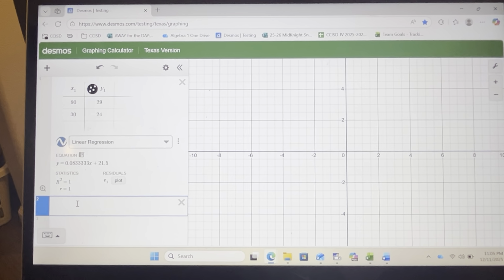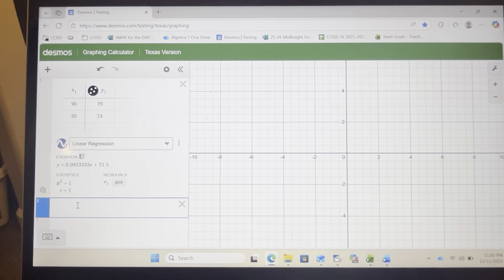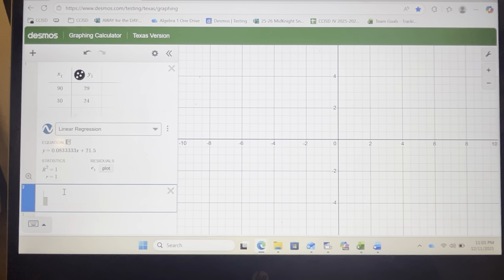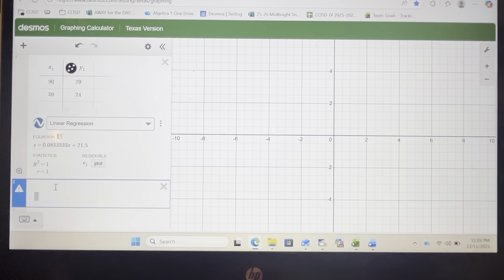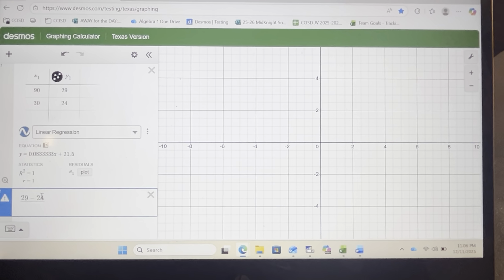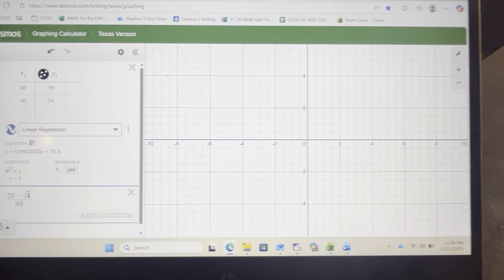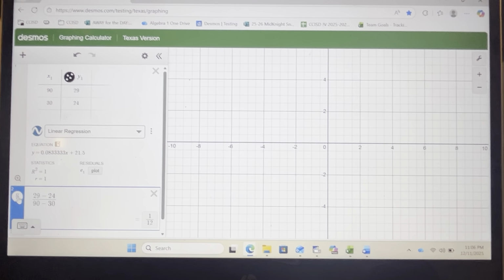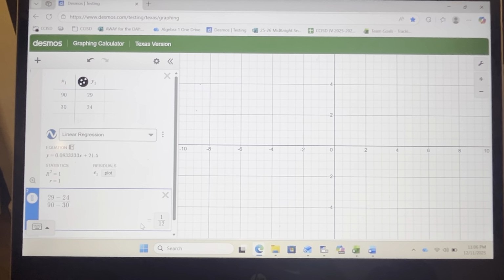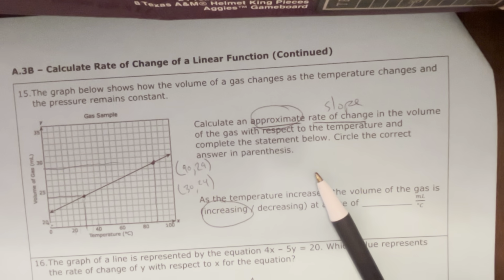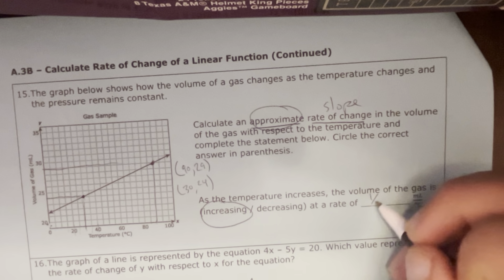You could just put that decimal, but if you wanted to convert it to a fraction, the easiest way, again, is to do that slope formula, the y2 minus y1. And so I'll do 29 minus 24 on top. That's subtracting the y's. And then 90 minus 30 on bottom. And so there's the fraction 1 over 12. And so the slope should be 1 over 12. All right, so as we just found, the rate of change, the slope is 1 over 12.